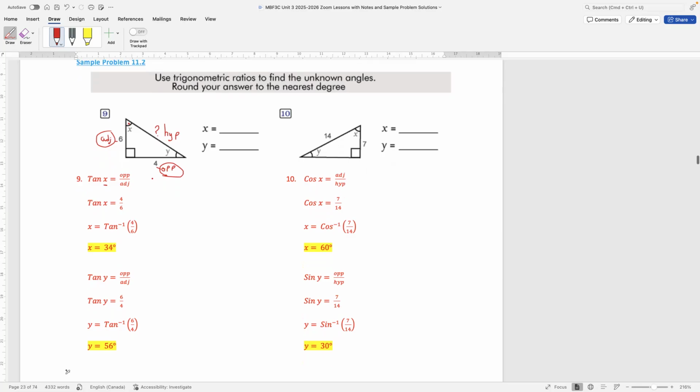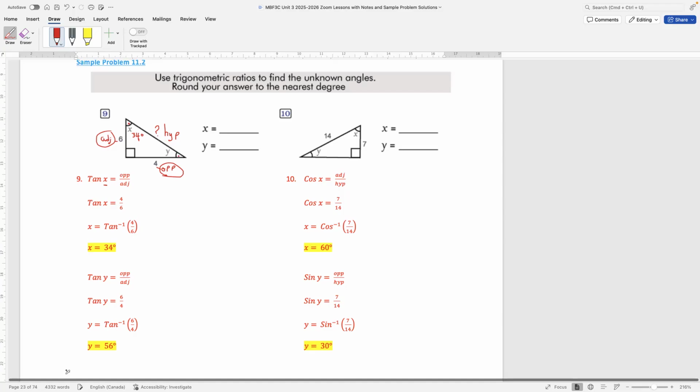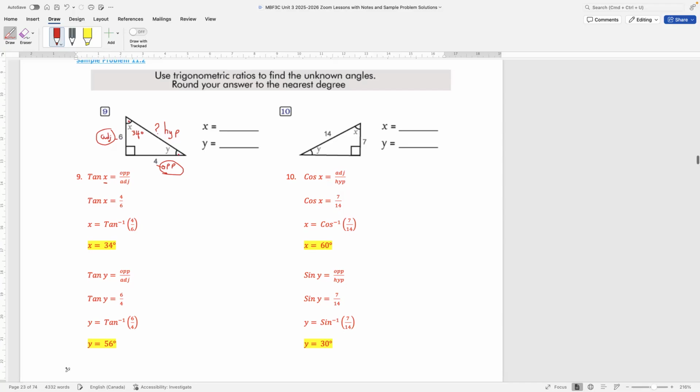Now this is going to be 34 degrees. Now, if I'm going to use y, I've got to relabel the triangle. Because if y is my reference angle, then this would be the opposite side, and this would be the adjacent side. So we have to relabel.